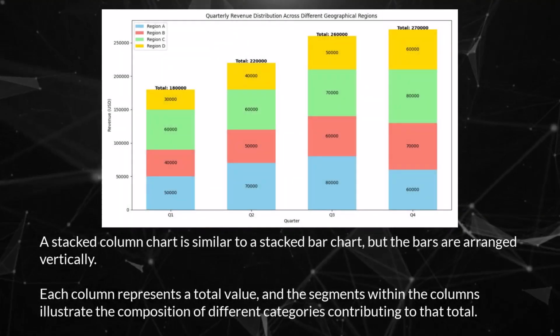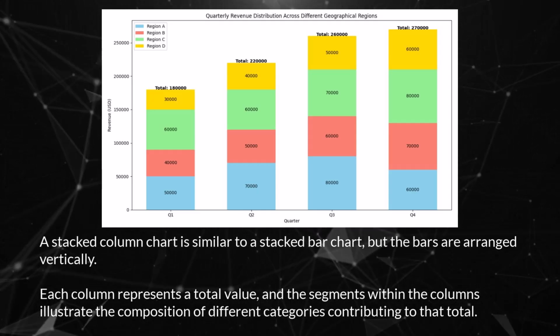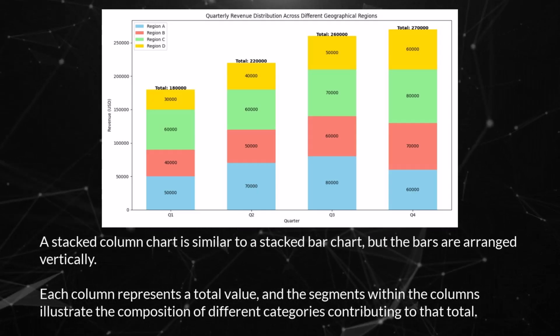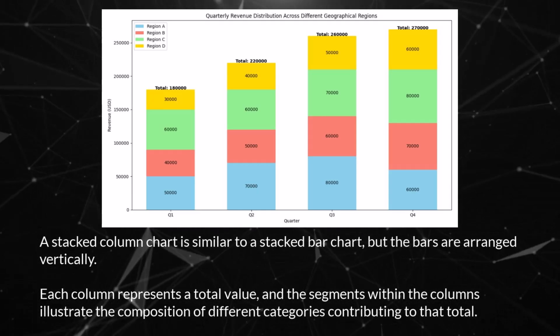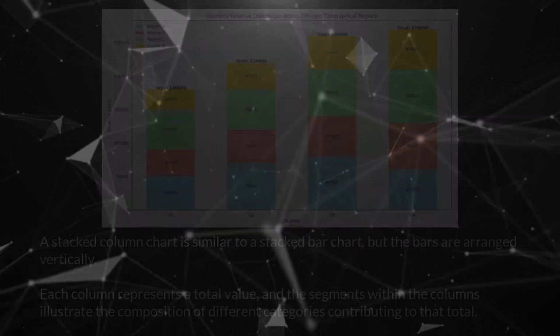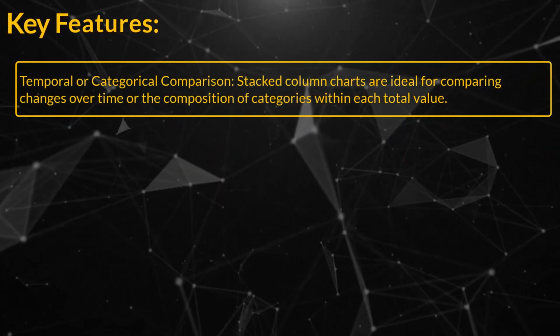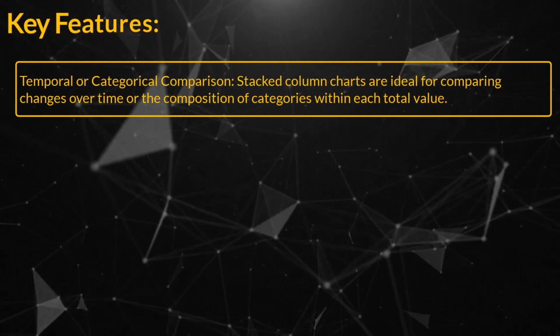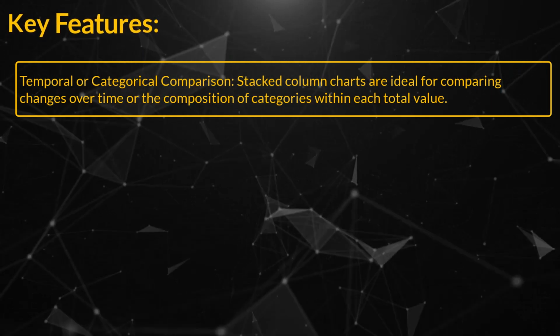A stacked column chart is similar to a stacked bar chart, but the bars are arranged vertically. Each column represents a total value, and the segments within the columns illustrate the composition of different categories contributing to that total. Key features: temporal or categorical comparison. Stacked column charts are ideal for comparing changes over time or the composition of categories within each total value.